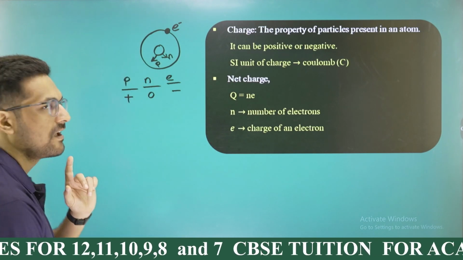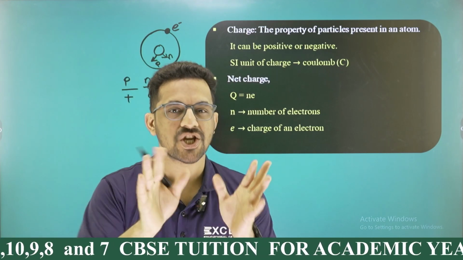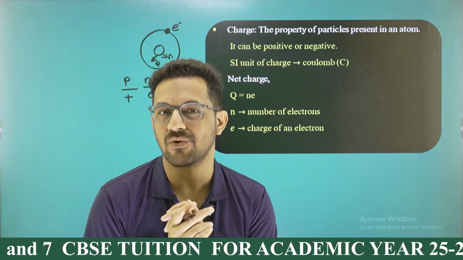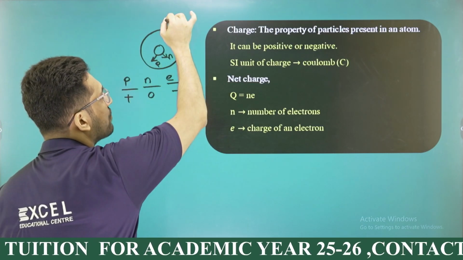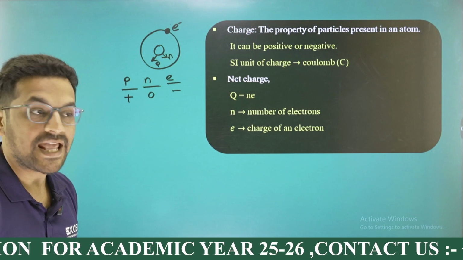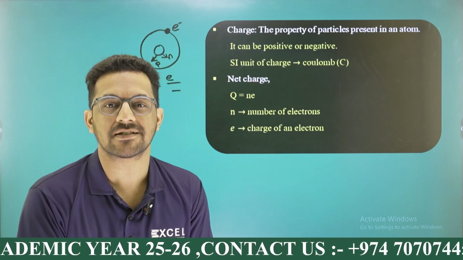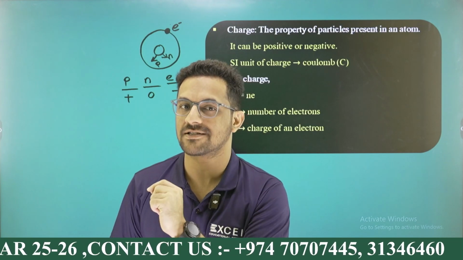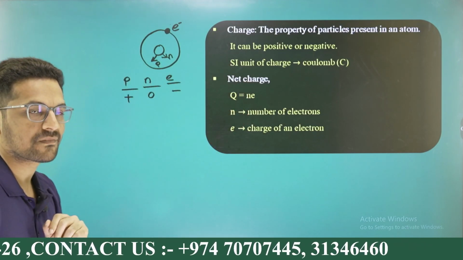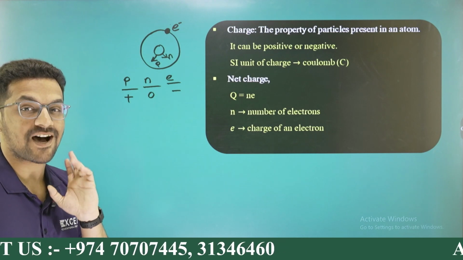Then let me ask you, what will be the charge of an atom? The charge of an atom also will be zero. Why is that? The number of protons and the number of electrons will be equal. Equal positive charges and equal negative charges will cancel each other, so the atom will not have a charge. The atom is neutral.